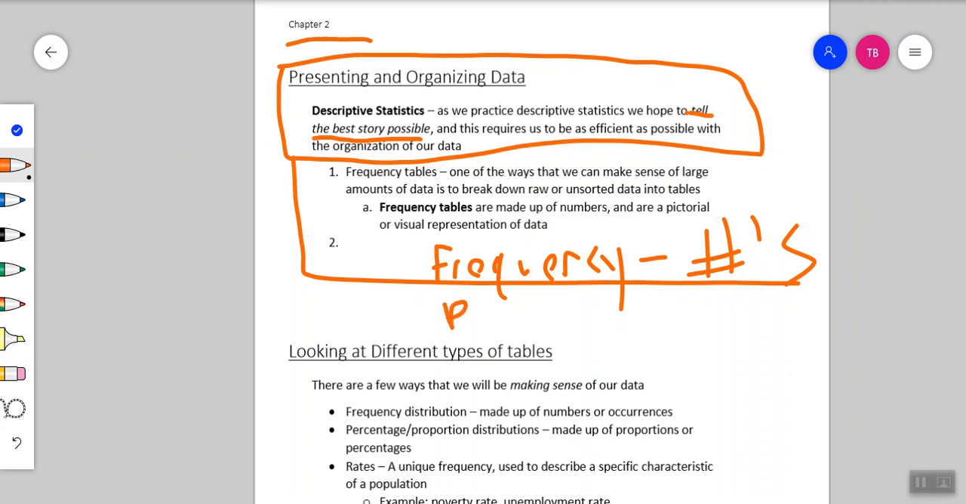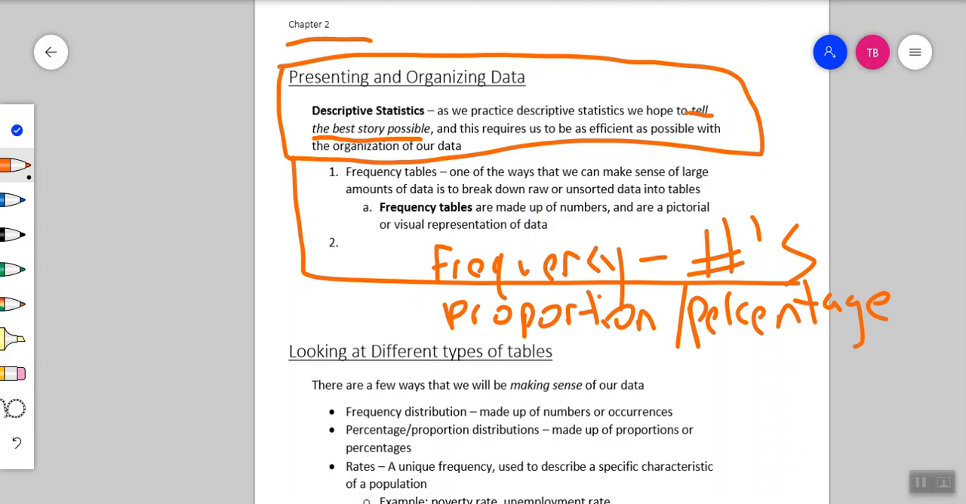Whereas the other option is proportion or percentage, where it's the same idea, you get the frequencies, but you put it in a way that shows a percentage of the whole. So if you surveyed 20 people asking if they liked a movie or not, 10 said no and 10 said yes, you would then say 50% thought it was good and 50% thought it was bad. So that's, in basic terms, how you go from frequency to percentages.